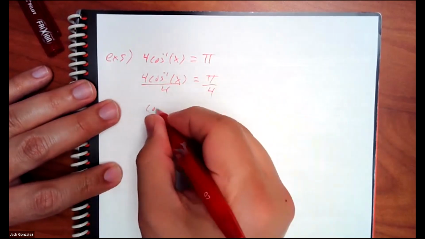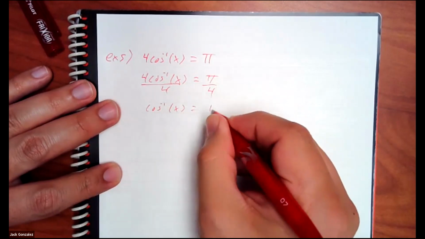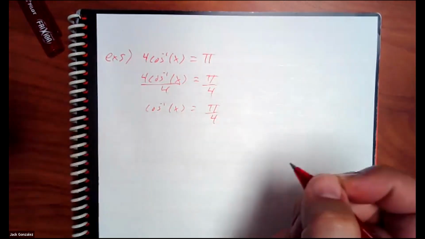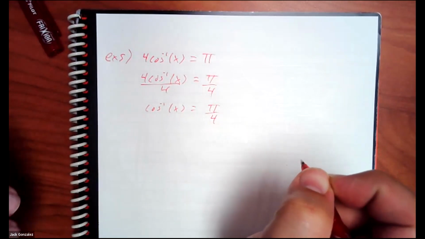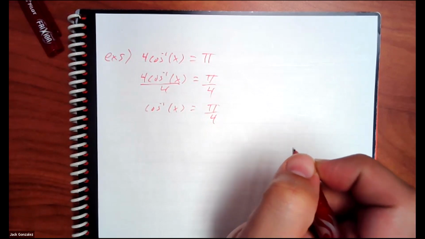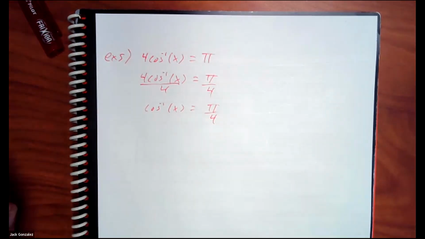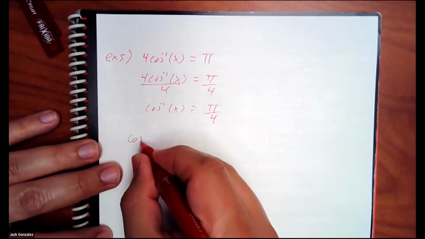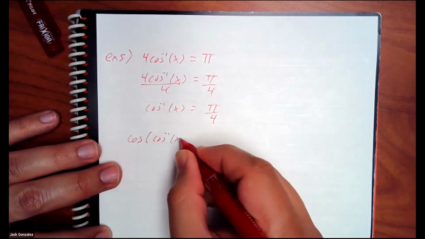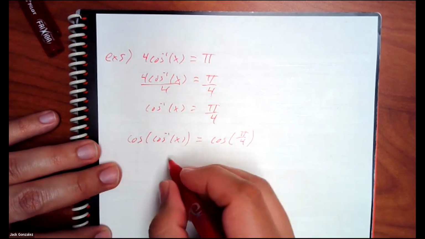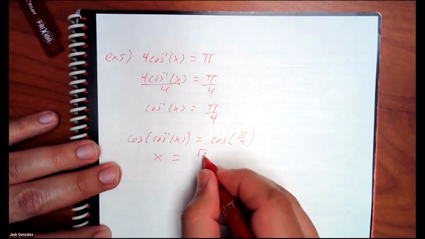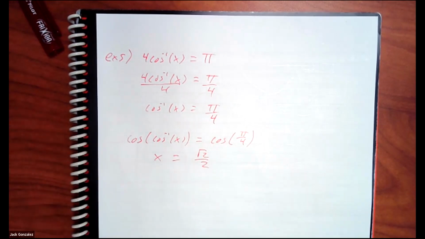These cancel, giving you cosine inverse equal to pi over 4. So which value would give me an angle of pi over 4? Or what's the cosine value at pi over 4? So you could think of it that way, or you could just do cosine of cosine inverse, then you get x equal to square root 2 over 2. So whatever makes more sense in your head.